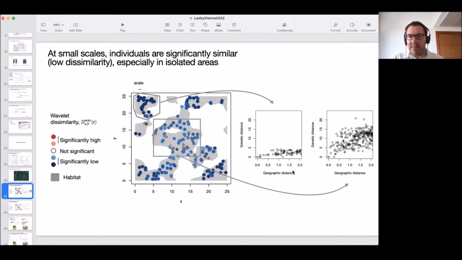So we can look at just a plot of geographic distance versus genetic distance pairwise in this region. And you can see it only increases a very little bit as you get out to this kind of genetic distance. Things are still very similar to each other. Whereas when we look in the middle of the landscape, you're getting a much greater increase in the genetic distance with space. So there's higher dissimilarity in that region, although in many cases still significantly low.